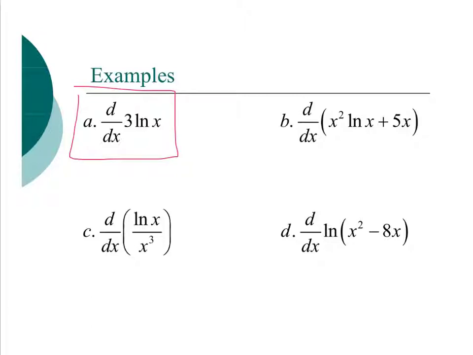Okay, so the way I would do it is that it's 3 times the derivative of the ln of x, which is 1 over x. So your final answer would be 3 over x.